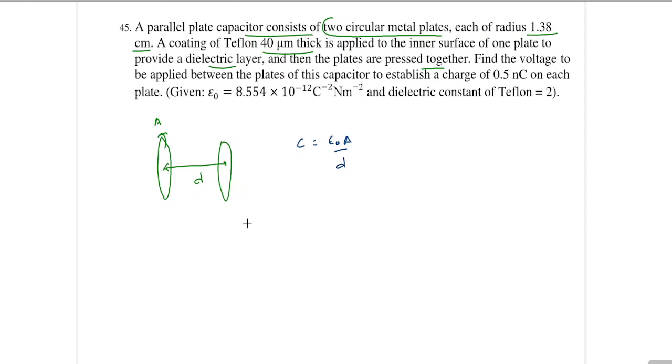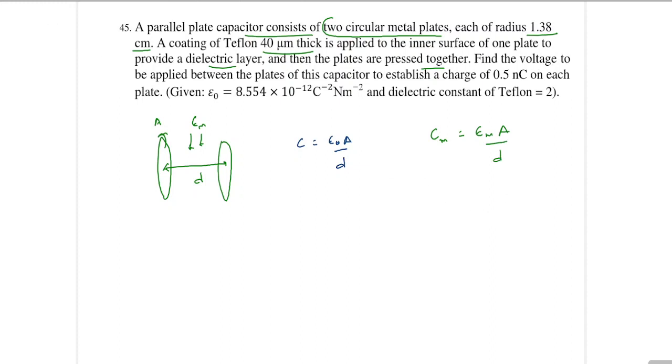Suppose between the plates there is some other medium present, like a dielectric medium with dielectric constant, say epsilon r, or let us call it a medium of different permittivity, epsilon m. In such a case, C in presence of a medium has the same form, which is epsilon for the medium into A by d.